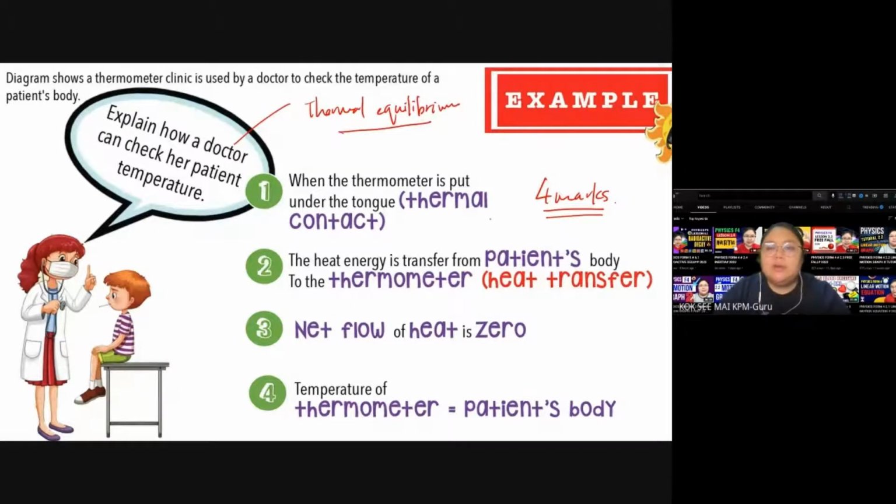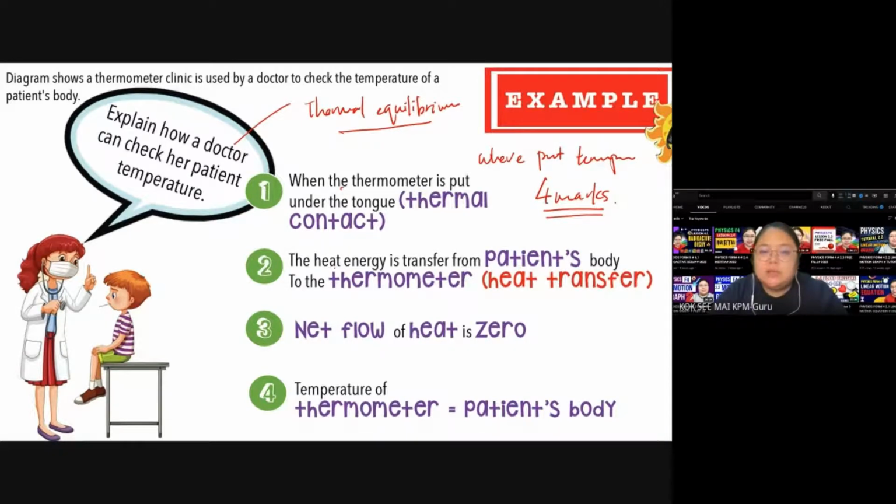So the first one you must mention is where you put the thermometer. The thermometer must be put under the tongue, or you say put inside your mouth, or put below the armpit, also can. Important, you put it in the part that is easy to absorb the heat. So you put it under the tongue. So this one is the first point.